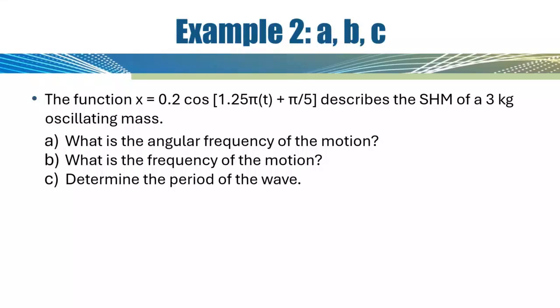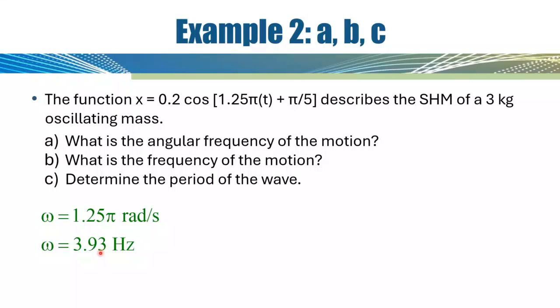Letter A says, what is the angular frequency of the motion? So we have to know that in this big function here, this term, 1.25 pi, is the angular frequency term. So we can just write that down. Angular frequency is 1.25 pi. I could multiply it out and get 3.93 hertz, but that introduces a little bit of round off error.